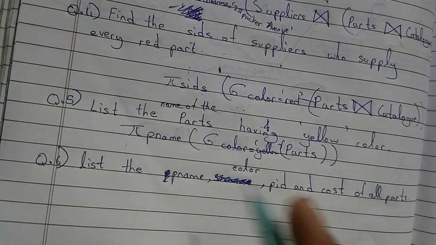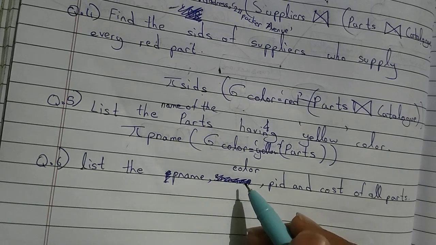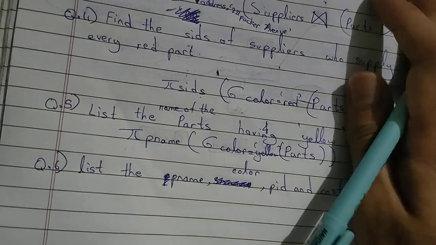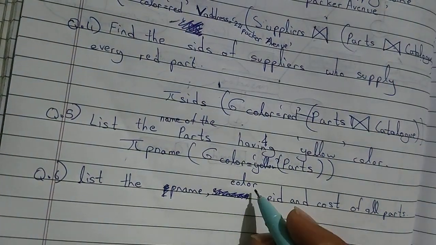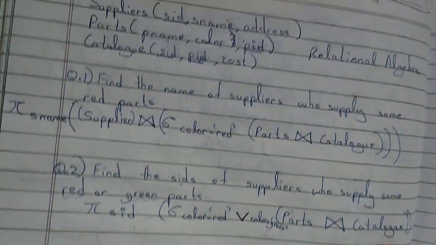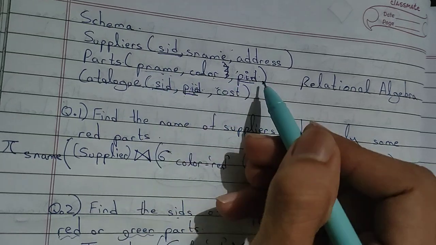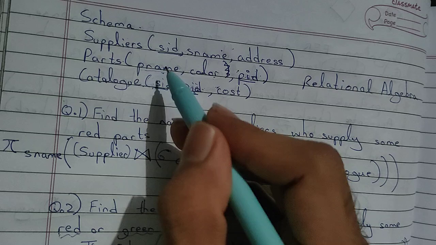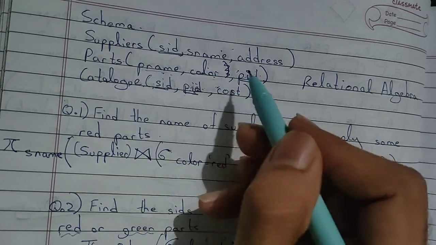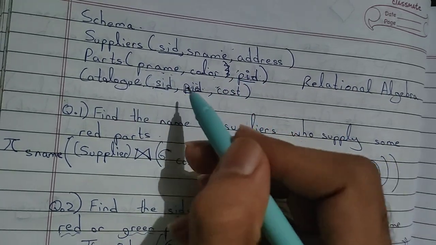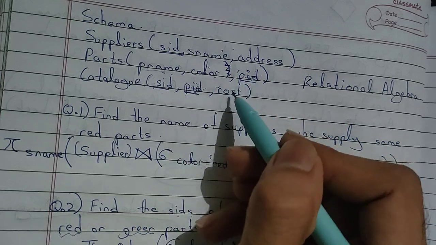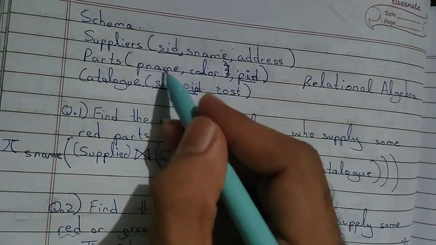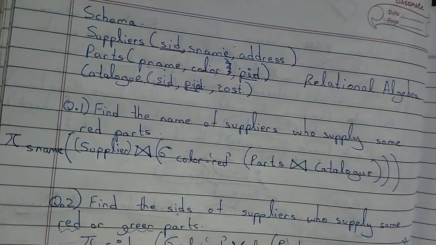And for the last one, we need to list the product name, color, PID and cost for all the parts. So we need product name, color, PID and cost. Now we'll get cost only from this table. And we only need to list 1, 2, 3, 4. PID is the same thing, 1, 2, 3, 4. We do not need SID. So we only need to project 4 attributes.